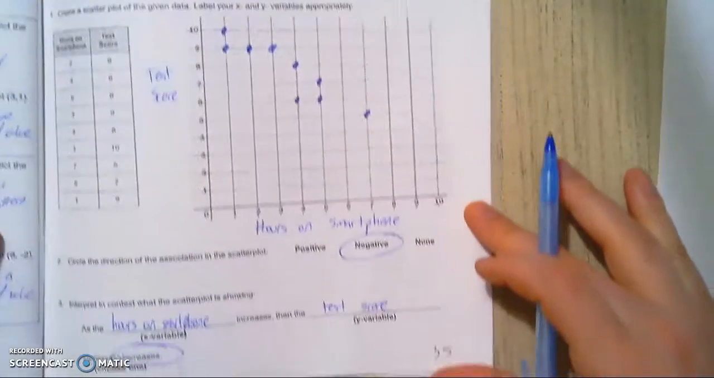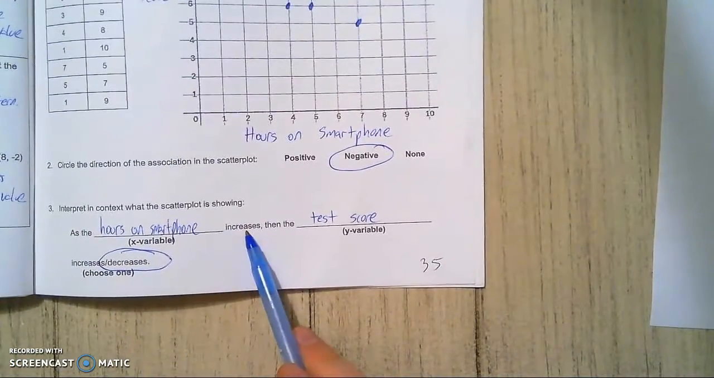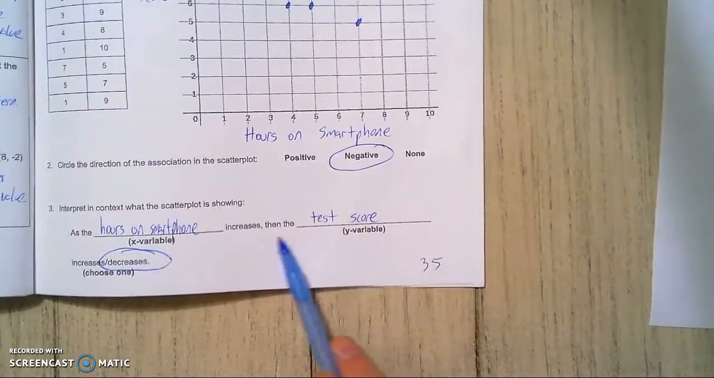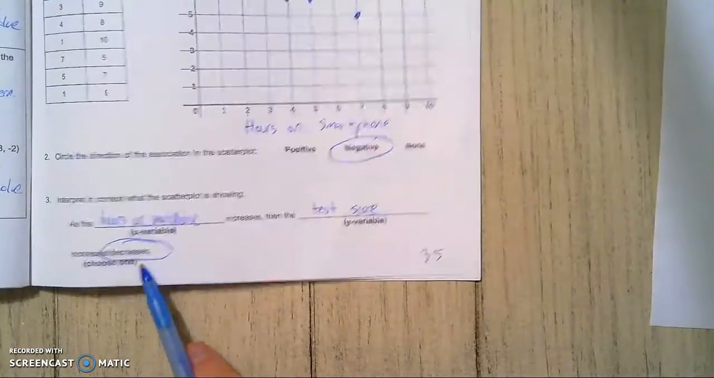And so then we can write that out in context at the bottom and say that as the hours on the smartphone increase, then the test score, and that's the Y value, test score here, was decreasing.